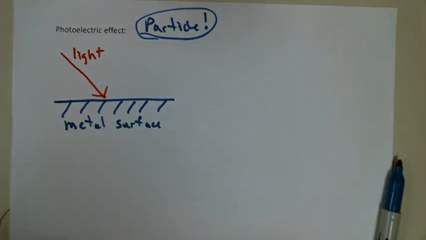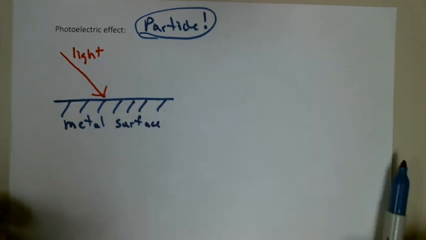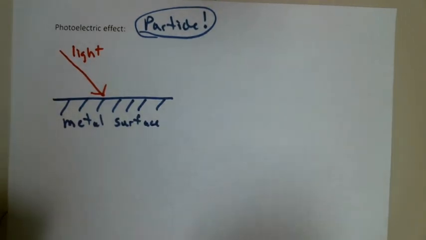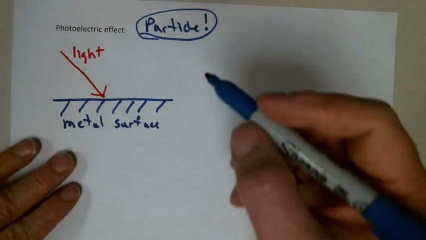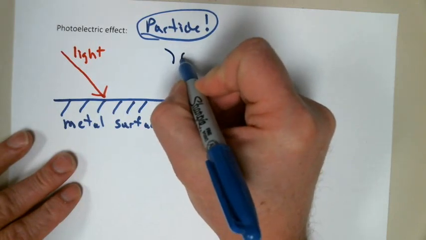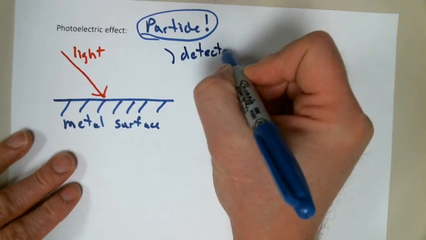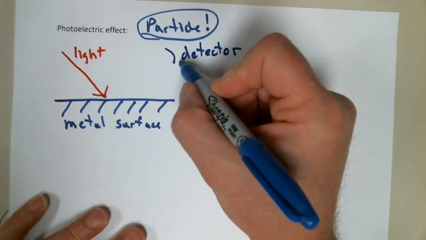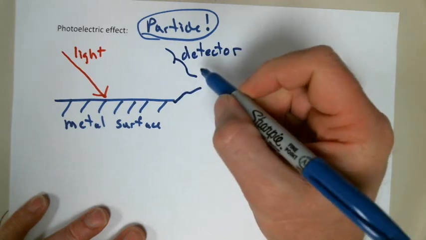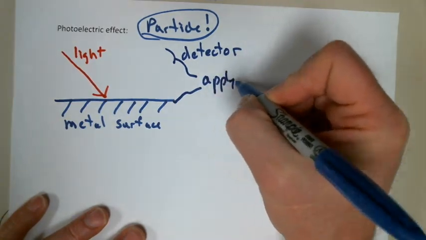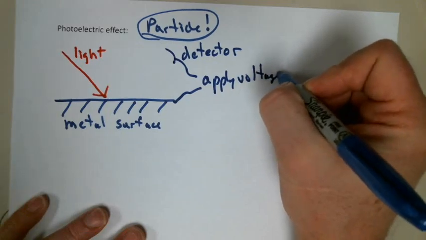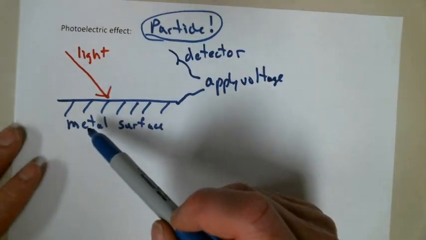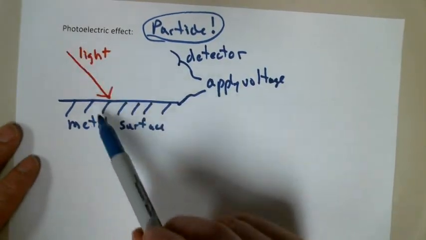So we shine light on that metal surface. And if we do this in an evacuated tube, kind of like a light bulb, you pull the air out of it, and we have on this side another electrode that we're going to call the detector. So it's just an electrode, and we're going to apply a voltage across this. Pretty big voltage, hundreds of volts.